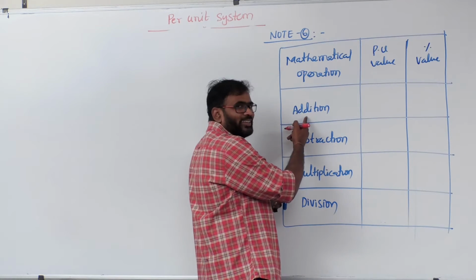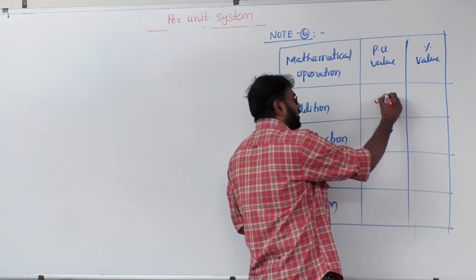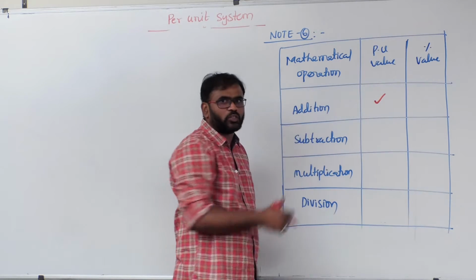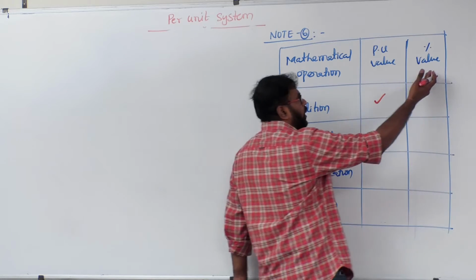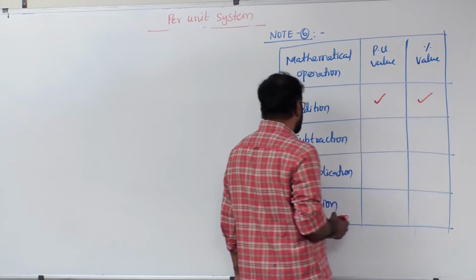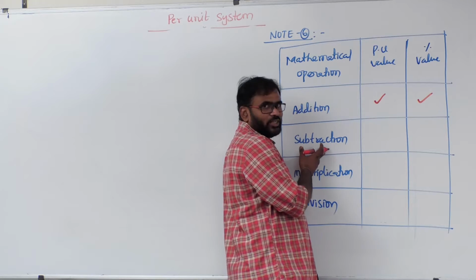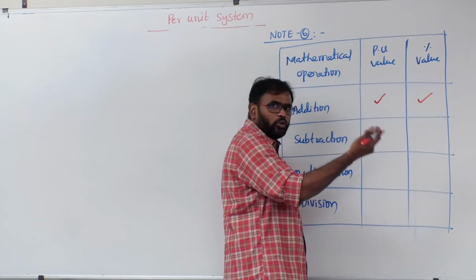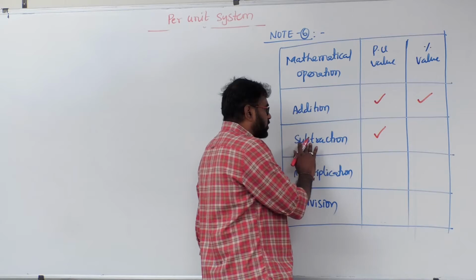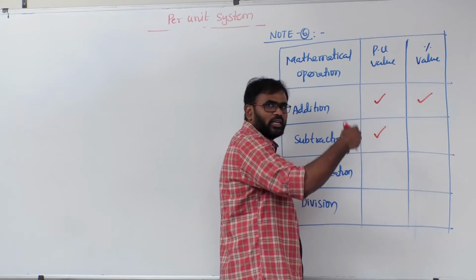If you add two per unit numbers, you will get again a per unit number. That's why mathematical operation directly on per unit numbers is possible. Similarly, if you add two percentage numbers, the resultant is again a percentage number. Similarly, subtraction. If you subtract two per unit numbers, the resultant is again a per unit number.